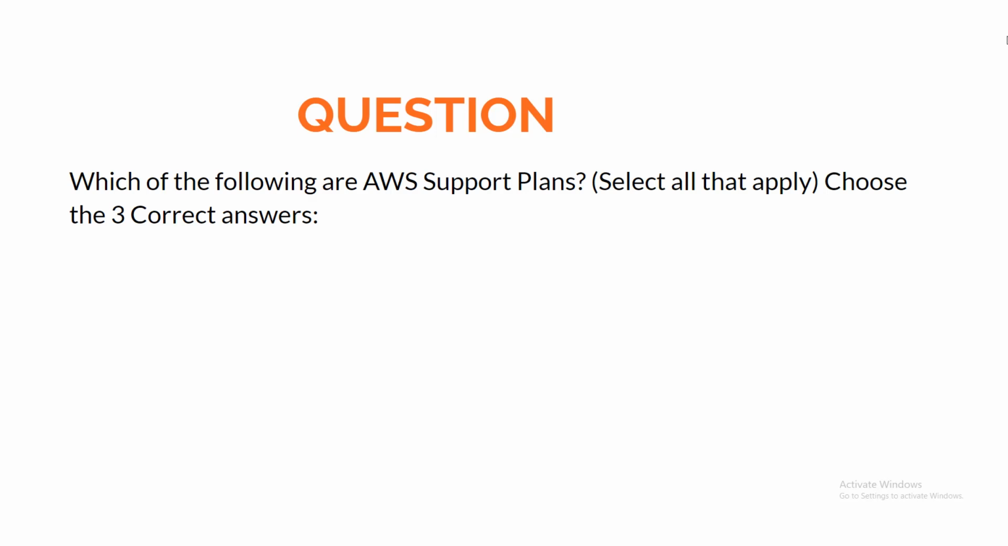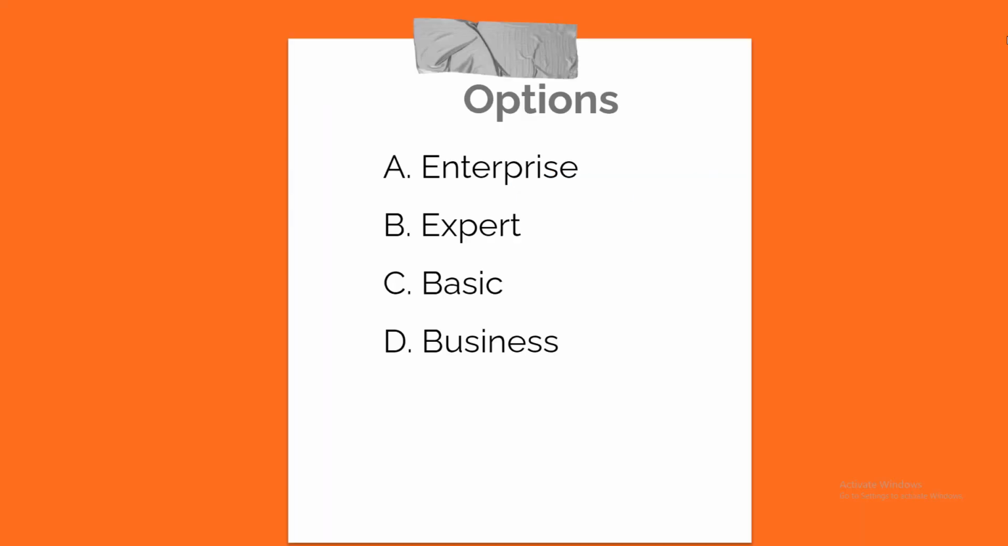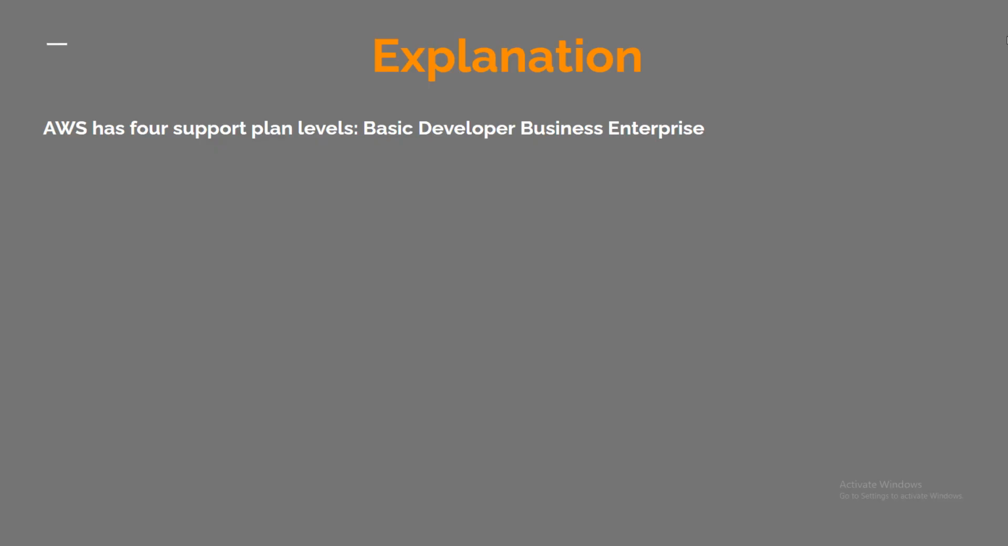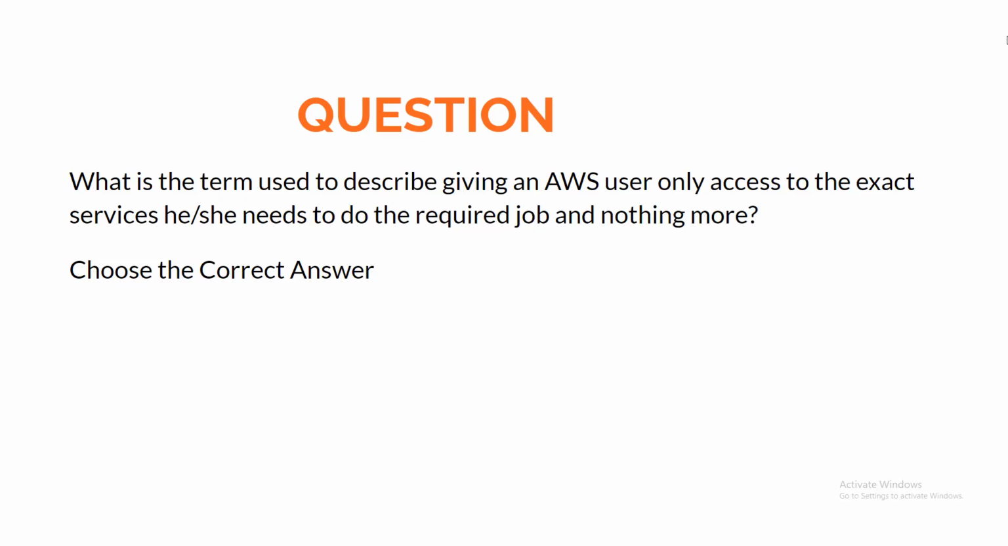Question: which of the following are AWS support plans? Select all that apply. Choose the three correct answers. A. Enterprise. B. Expert. C. Basic. D. Business. Answer: A. Enterprise. C. Basic. D. Business. Explanation: AWS has 4 support plan levels. Basic, Developer, Business, Enterprise.